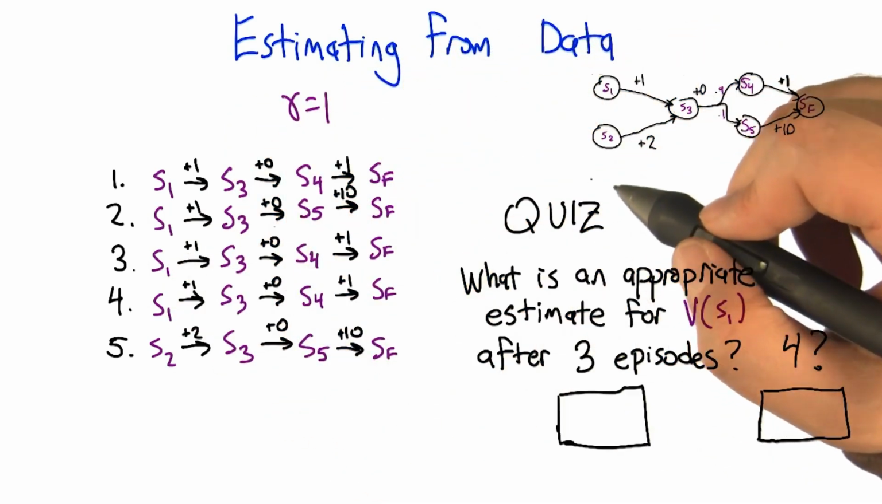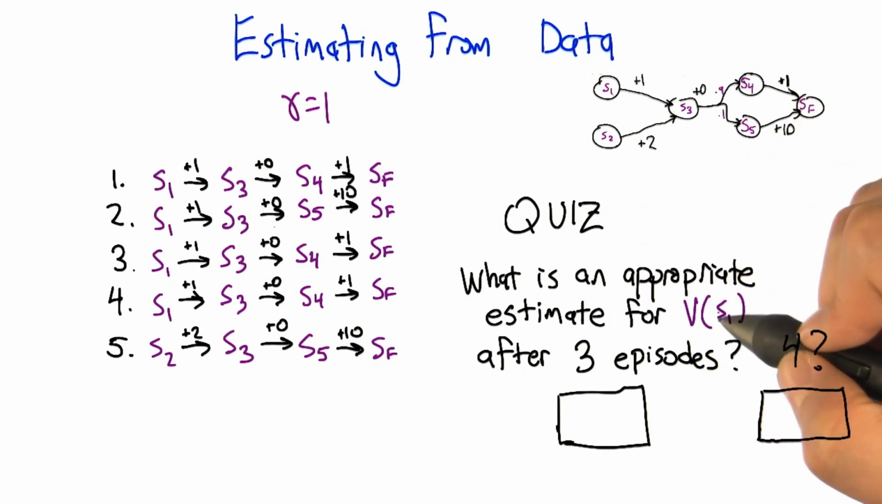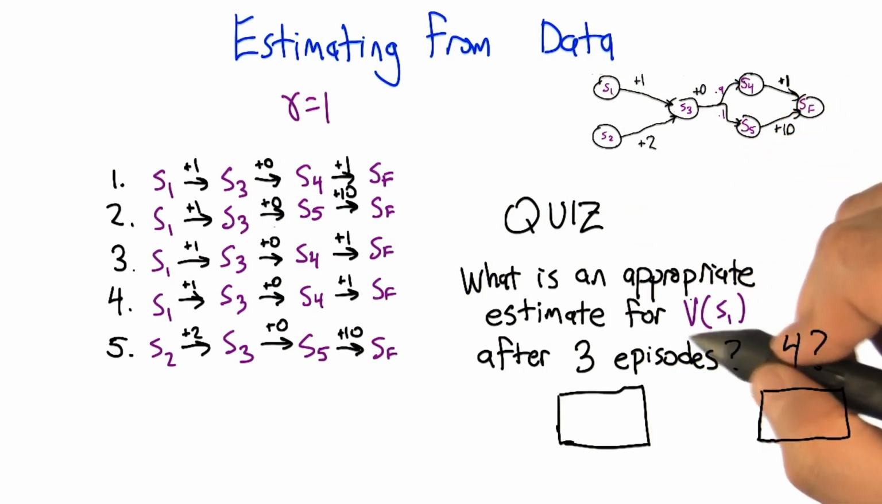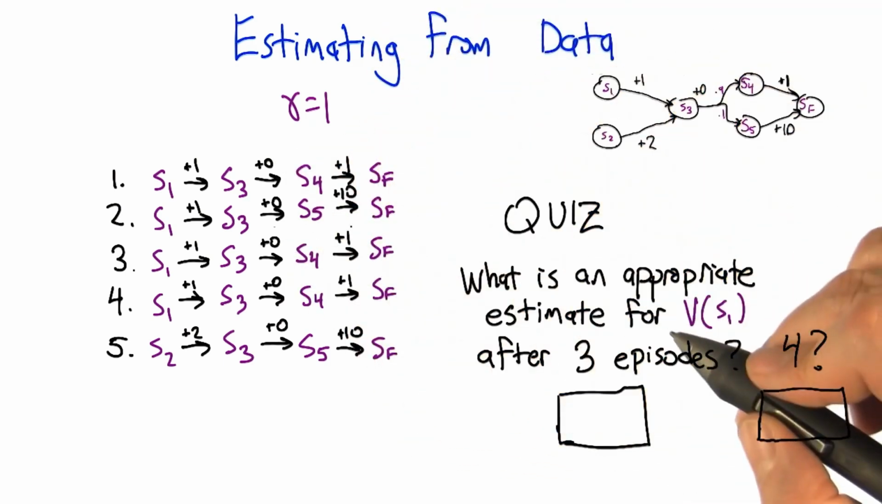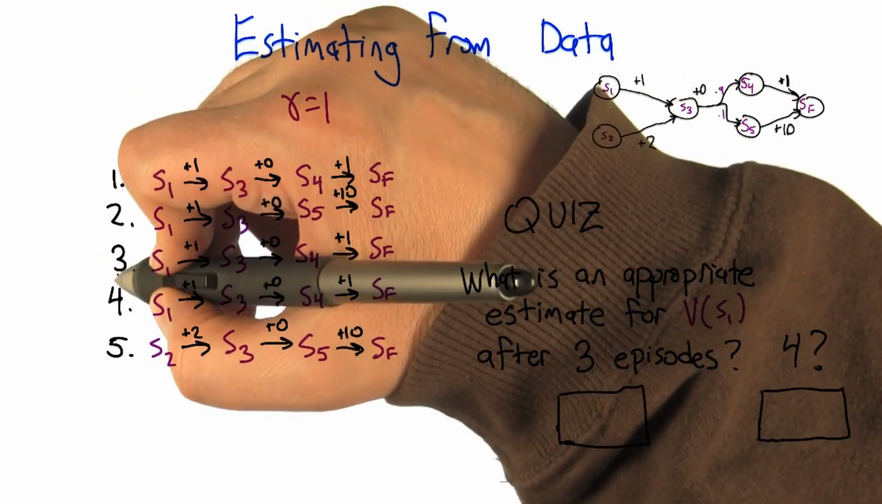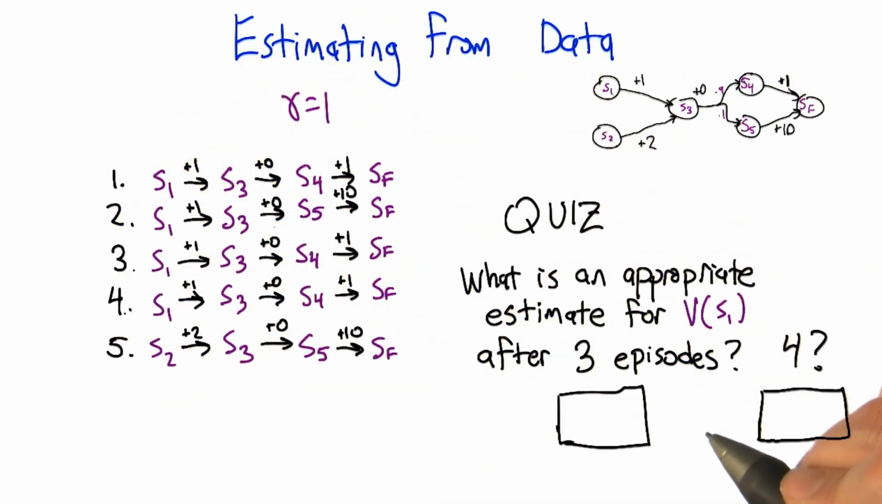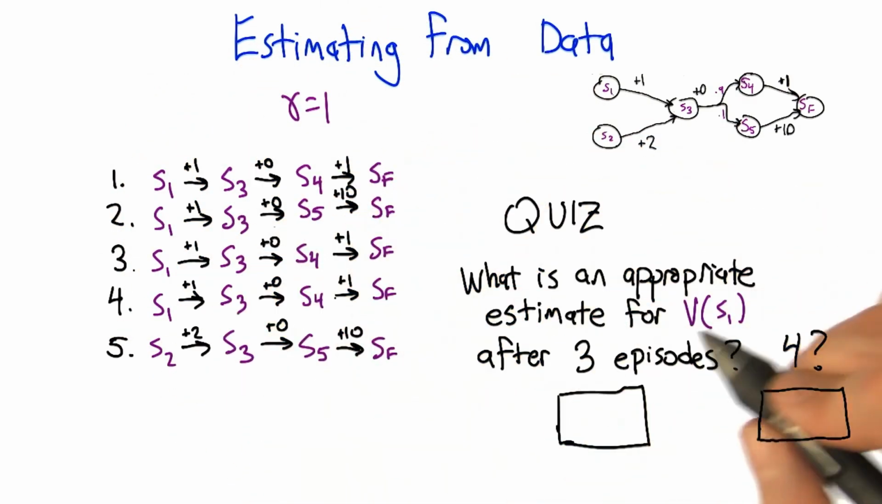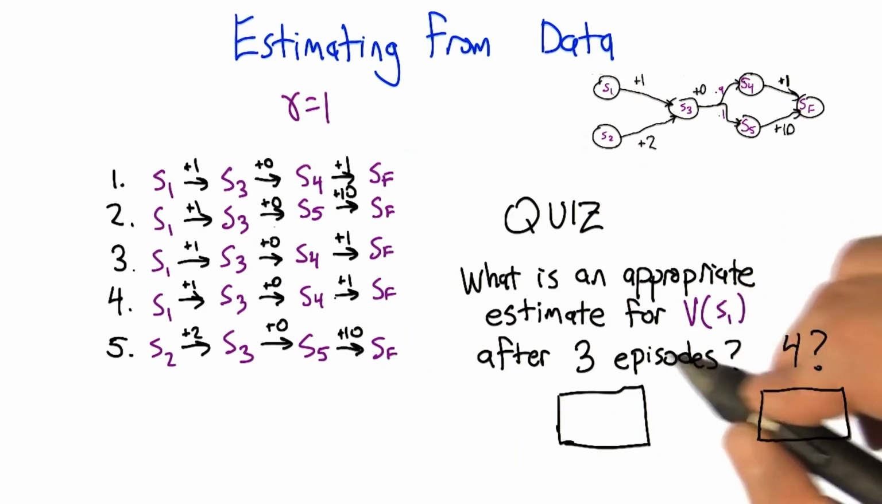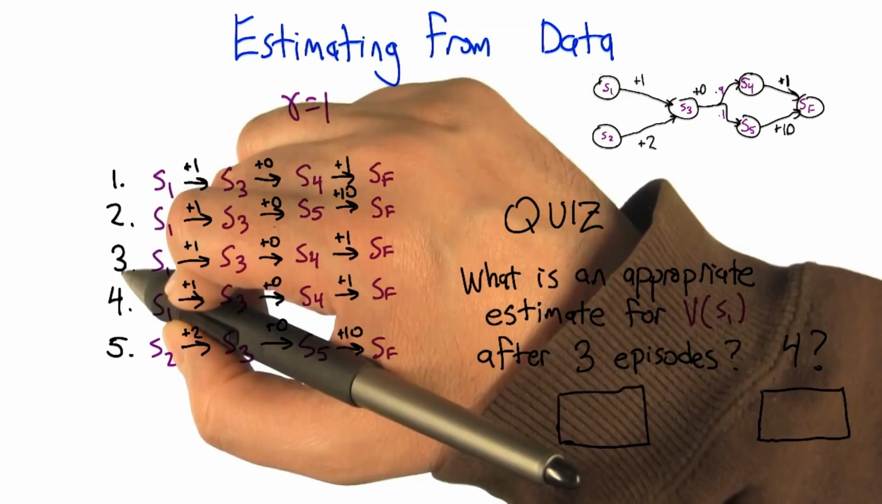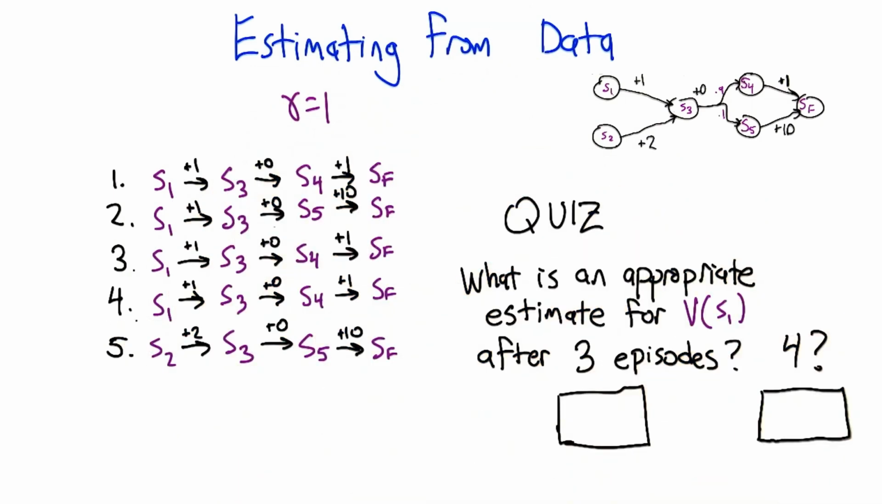So what I'm interested in is how we would actually develop an estimate of the value of state 1 given just this data after, say, the first 3 episodes or the first 4 episodes. The 5th episode doesn't involve S1, so presumably it shouldn't. Well, we'll get to what happens then. But first I want to think about after the first 3 or after the first 4. Does that make sense? Sure. I can do that. Excellent. All right, so do that.